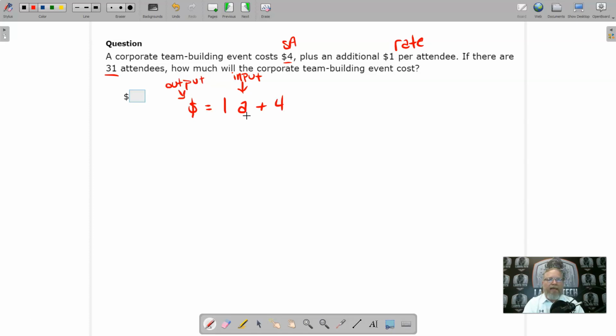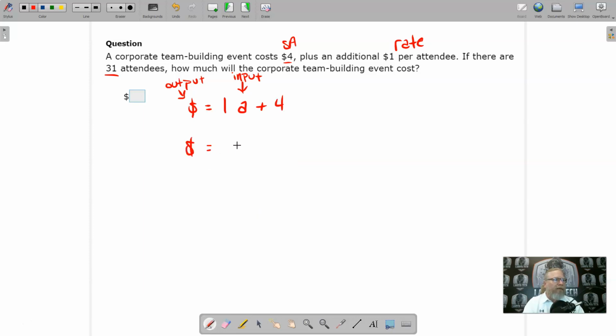So the number of attendees determines the number of dollars. The dollars is a function of the number of attendees. So let's go ahead and do that. Dollars is going to equal 1 times A plus 4. Now let's subtract 4 from each side. And in this, I need to substitute. What am I doing? Silly me. I've got to substitute in the number of attendees.